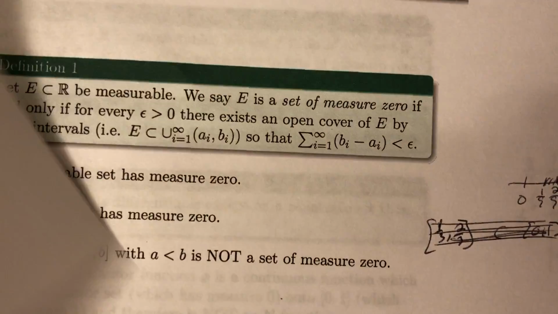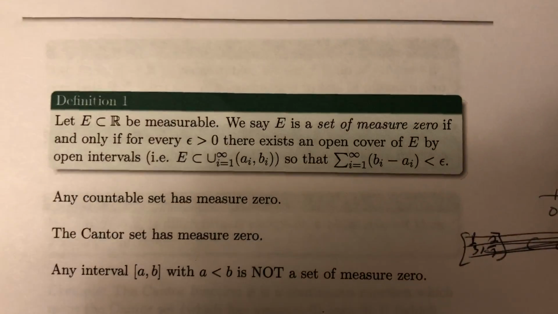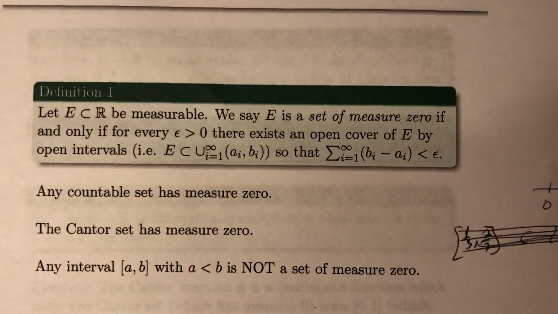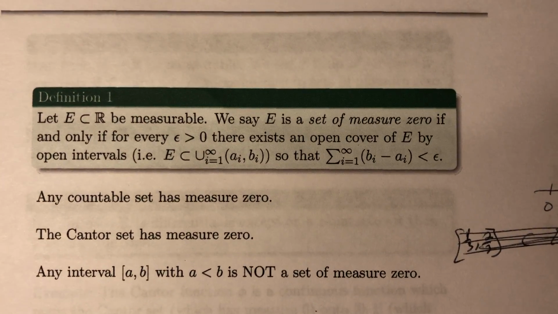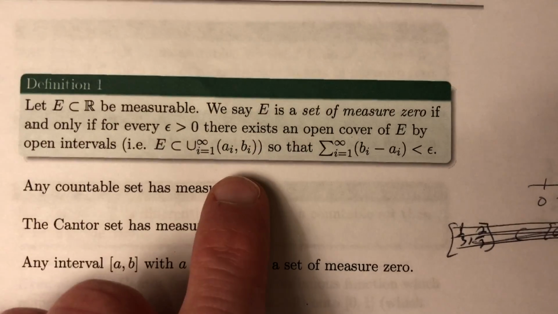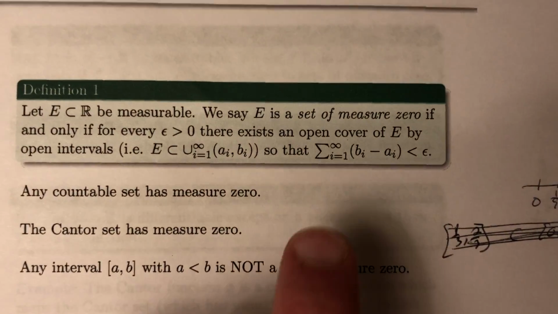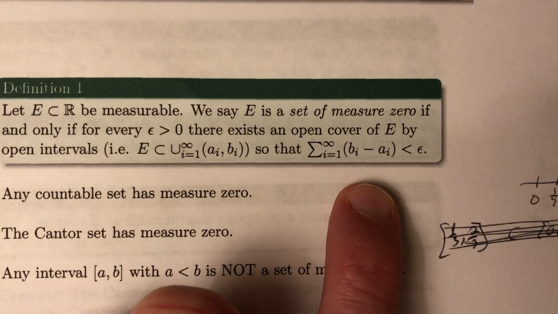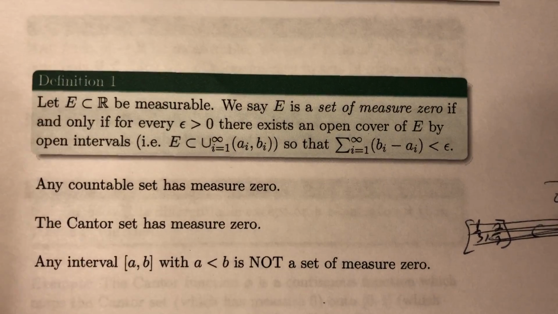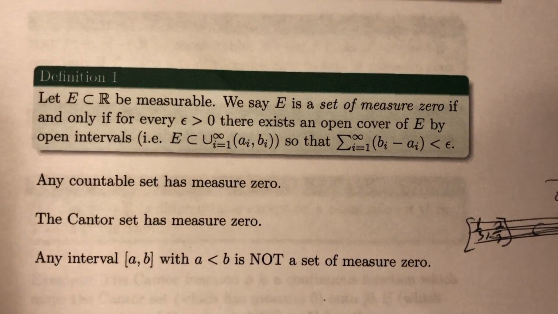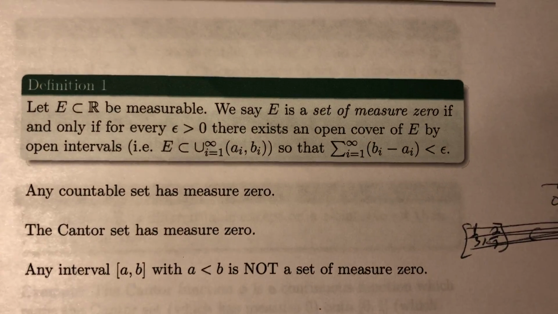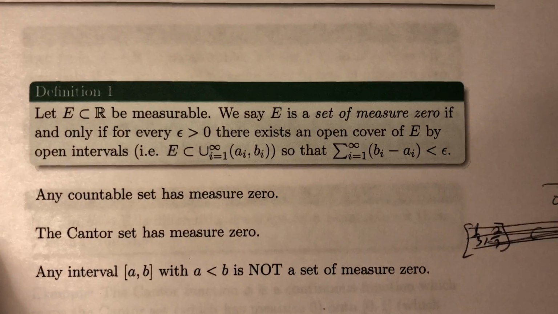So first, to talk about n functions, we need to talk about what it means for a set to be a set of measure 0. Basically, it means you can cover your set by a union of open intervals, and the sum of the lengths of those intervals you can make as small as you like. For example, a set with one point in it is a set of measure 0, and more generally, any countable set is a set of measure 0.